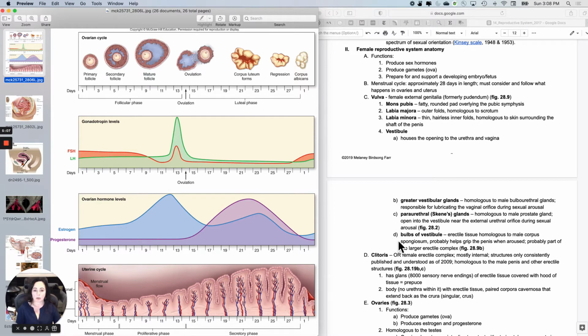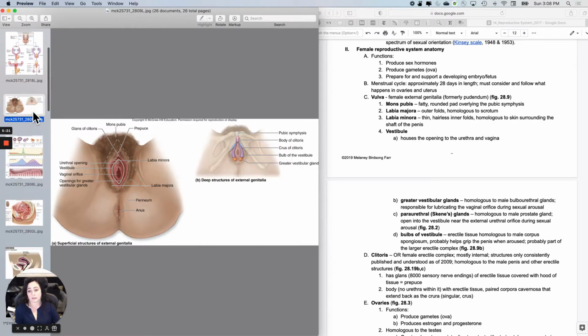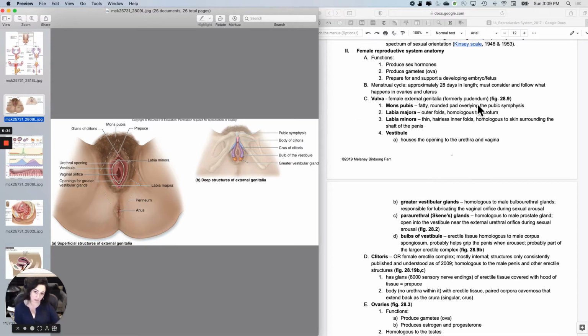But what I want you to understand is the menstrual cycle is the ovaries telling the uterus what the uterus should do. Okay, so now let's get to the female external genitalia. The female external genitalia, guys, this whole thing is not a vagina. The whole external genitalia is called the vulva. It used to be called the pudendum, which was Latin for shameful.